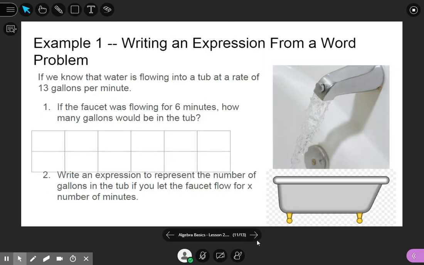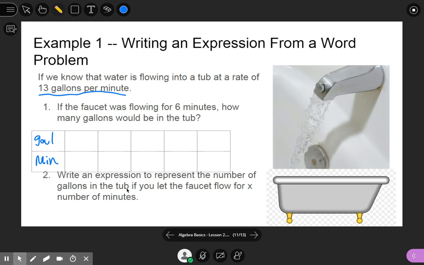All right. Let's go through some examples. This is our first example. If I was to write an expression from a word problem, let's read this word problem real quick. We know that the water flowing into a tub is at a rate of 13 gallons per minute. Here's some important information: what kinds of things do I know? I'm comparing 2 things. I'm comparing gallons, I'll just say gal for gallons, and I'm comparing minutes, the time, and that's a flow rate.